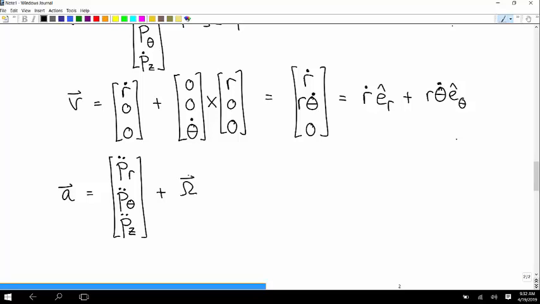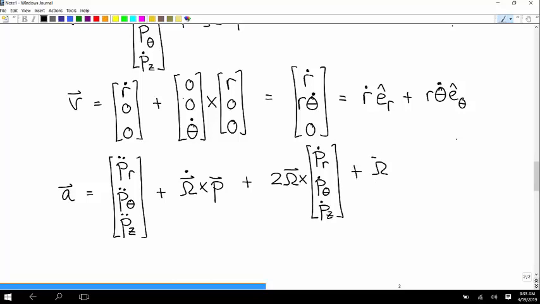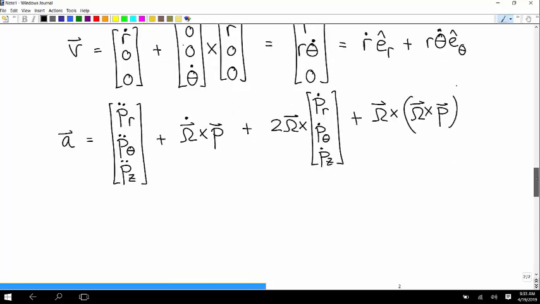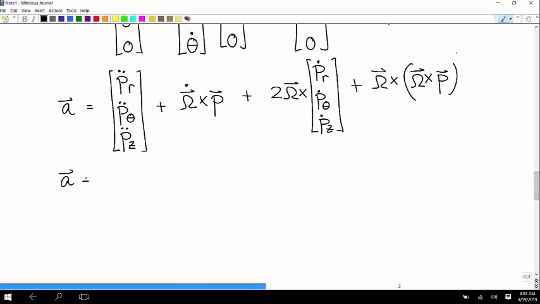plus omega dot crossed with the position vector, plus 2 times omega crossed with the first time derivatives of the components of the position, plus omega cross quantity omega cross p. So plug in what we know.